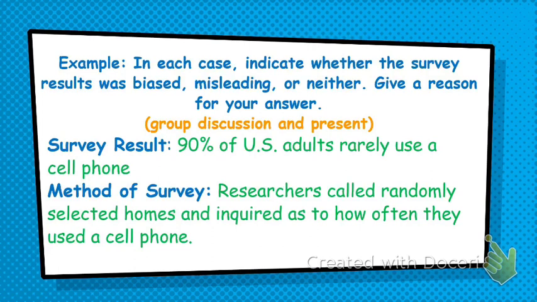Okay, the survey result says 90% of U.S. adults rarely use their cell phone. The method of survey: researchers called randomly selected homes and inquired as to how often they use the cell phone. Based off of their results, they said 90% of U.S. adults rarely use a cell phone. So what type of bias would that be? That would also be undercoverage.